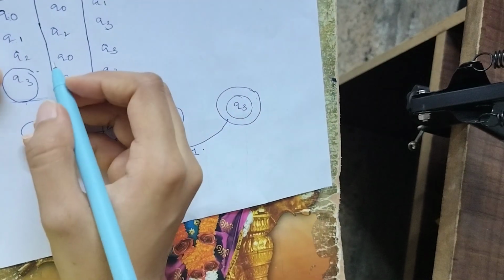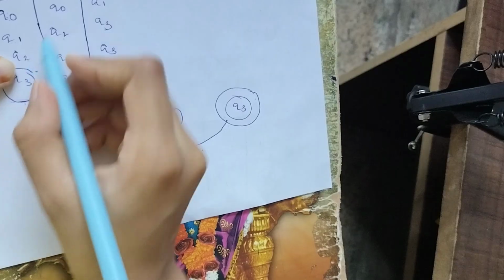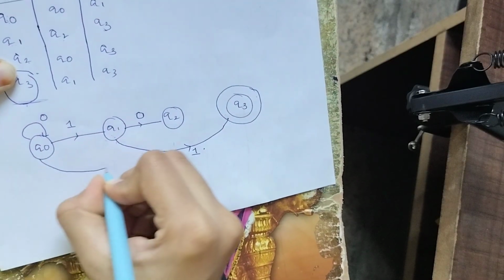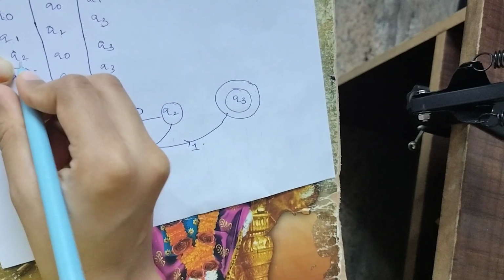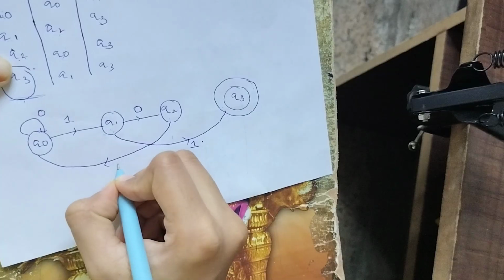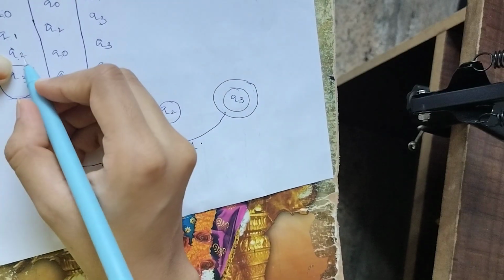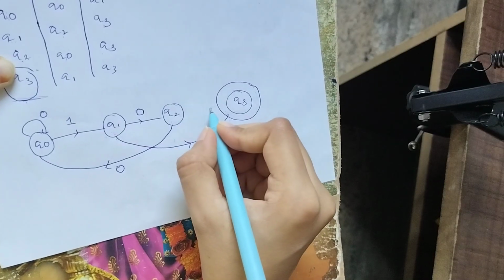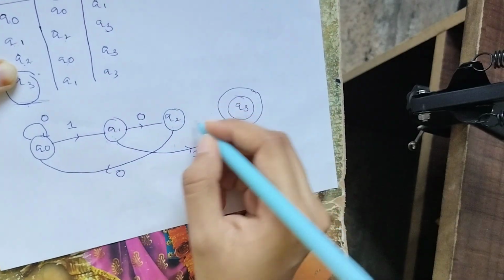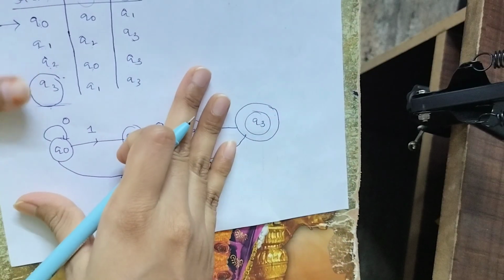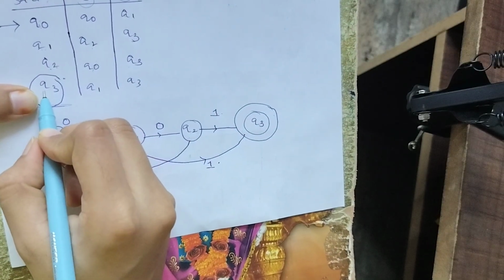Again, from Q0 to Q2 and from Q2 to Q0, 0 is moving. Again from Q2 to Q3, 1 is going. So in this way 1 is moving. So we know that Q3 is the final one.